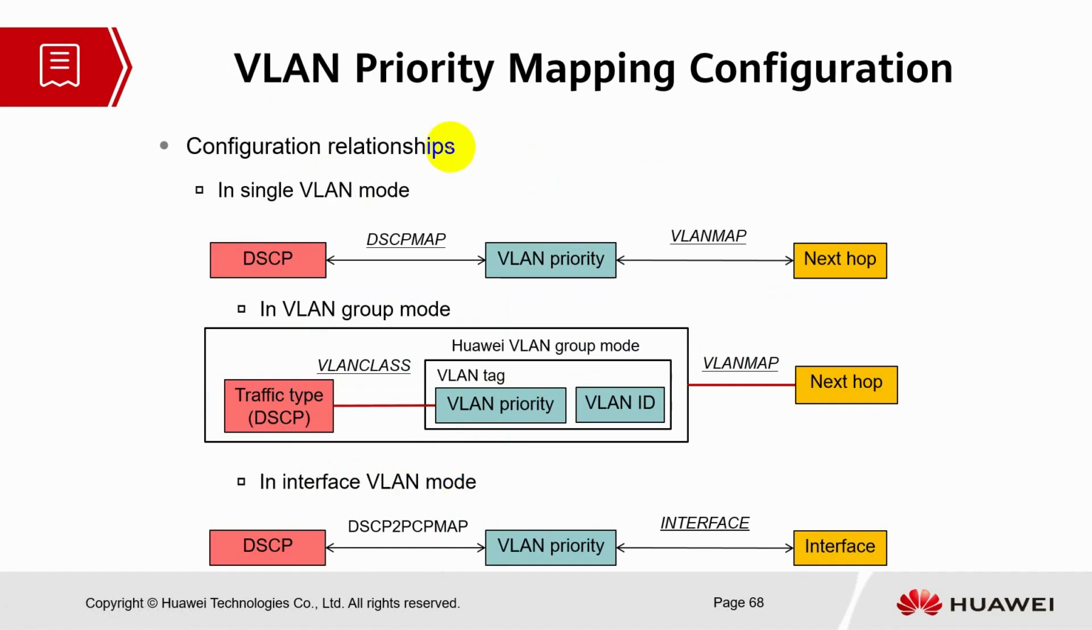So let's look into the VLAN priority mapping configuration. In the single VLAN mode, we have the DSCP mapped to the VLAN priority and the next hop. In VLAN group mode, you have to define the traffic type, which is tagged with the priority and the VLAN ID. This is the Huawei VLAN group mode, which is mapped to the next hop IP. In interface VLAN mode, we have the DSCP mapped to the priority and the interface. This one is actually the new model mapping.